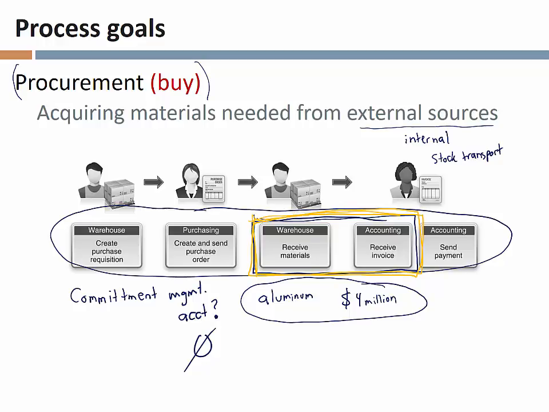Okay, let's back up. Materials are classified as what in accounting? Assets. Where are assets reflected in my financial record keeping? Balance sheet. So when I receive materials, this is going to hit my balance sheet because I have $4 million in aluminum now that I didn't have before these came in. Yes, sir.